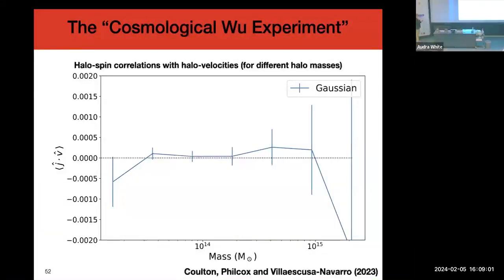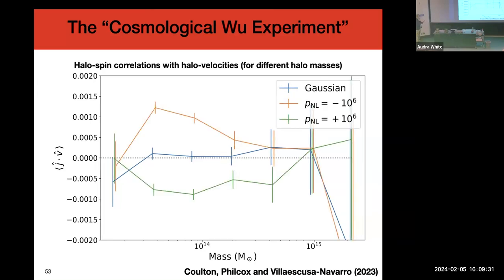So going back to our simple statistic, these correlations between the direction of the spin and the direction of the velocity, we can measure this in a simulation that doesn't contain parity violating physics, one with simple Gaussian initial conditions like lambda CDM, and measure this quantity for halos, dark matter halos of different mass, and that's what's shown here. As you can see, in this case, this measurement is consistent with 0, which shows that in the absence of parity violating physics in the early universe, you don't expect correlations here.